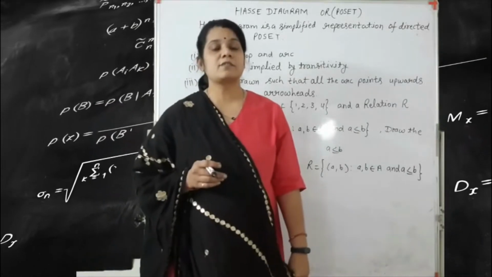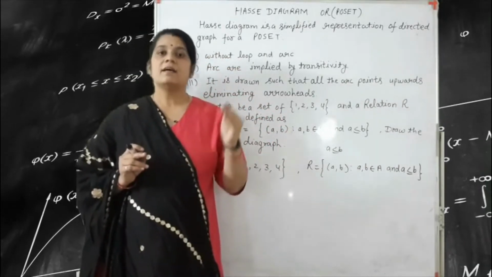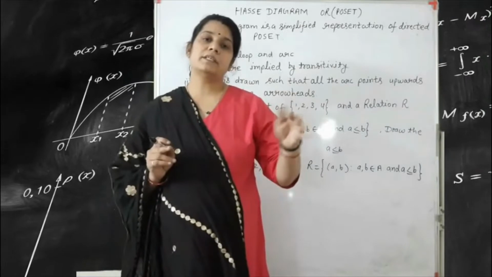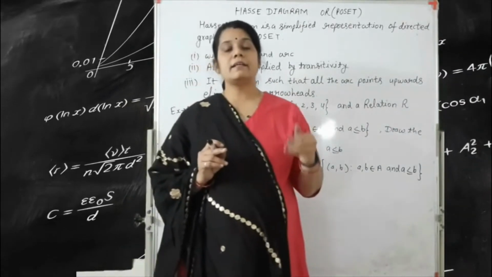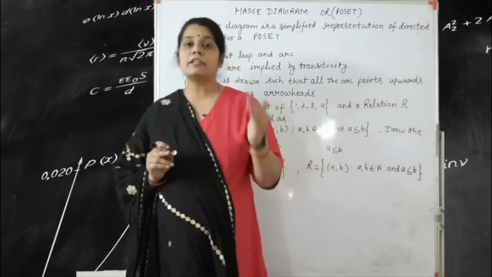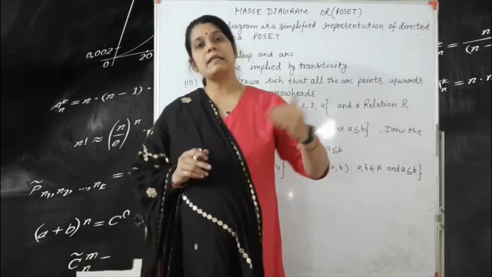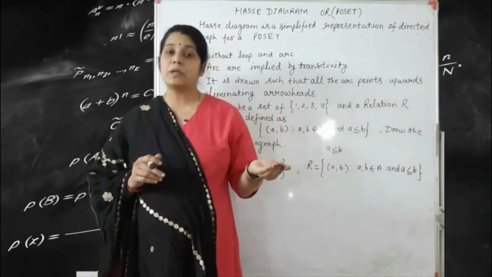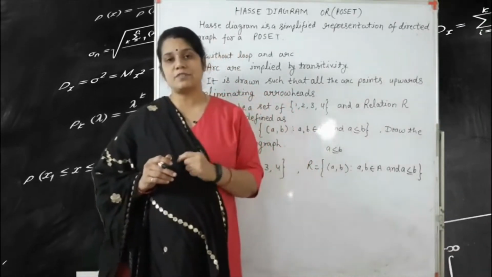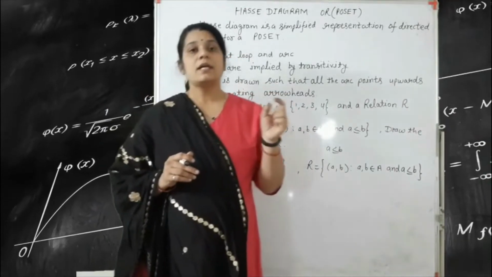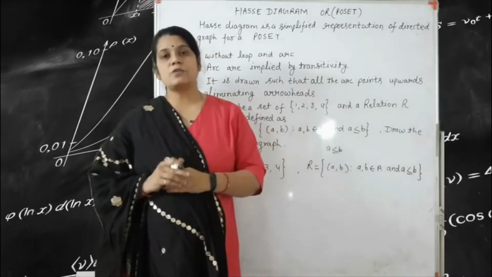First one is the reflexive. So what do you mean by reflexive? A related to A. That means elements related to itself. Second one is antisymmetric. That means if A is related to B, then B is not related to A. Or you can say in other words, if A is related to B and B is related to A, then A is equal to B. And third one is transitivity. Transitivity means if A is related to B and B is related to C, then A is related to C.